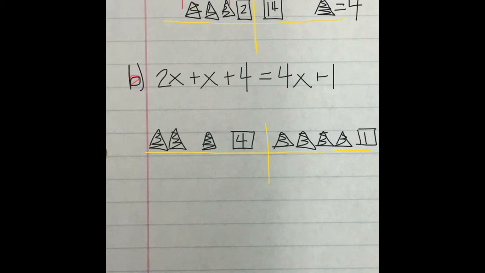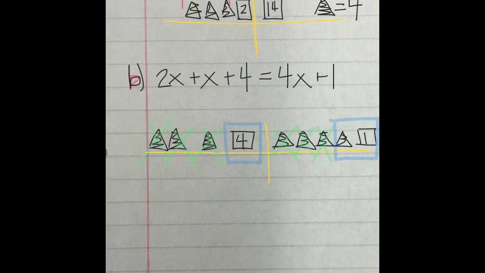Now remember, I'm going to use my strategy that I just learned, my legal move number 1, and I'm going to start removing some triangles. As long as I remove one from the left and one from the right, it's legal. It doesn't change the balance of my scale. One from the left, one from the right, one from the left, one from the right, and now it looks like what I've got is triangle plus 1 on the right and a 4 on the left.